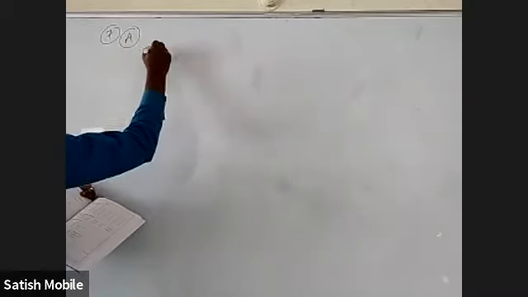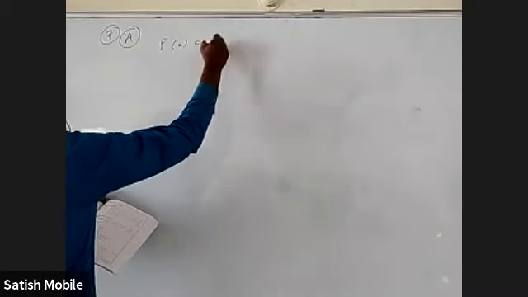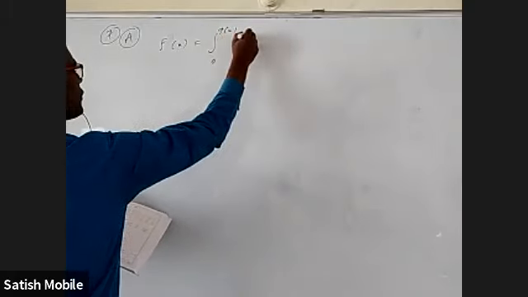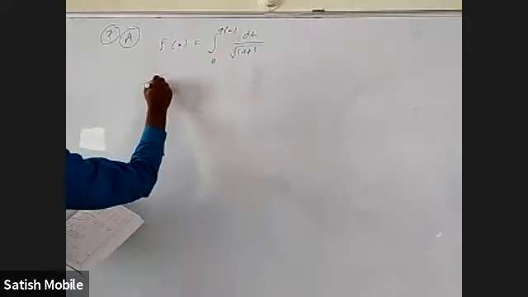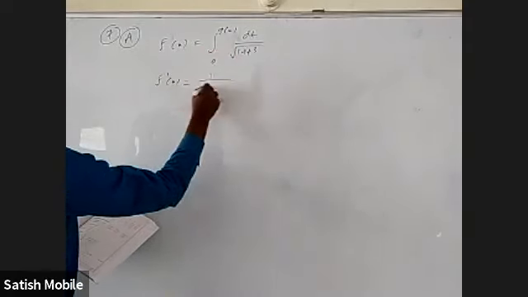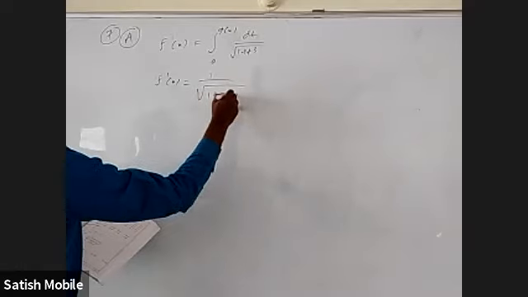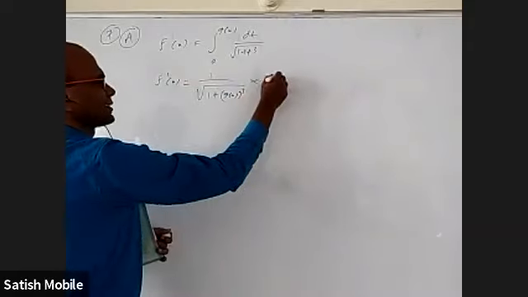They want f dash pi by 2. So first of all, what is f dash x? First of all, f of x is integral 0 to g of x dt by root of 1 plus t cube. So they want f dash x. In the place of t, substitute g of x, we will get 1 by root over 1 plus g of x whole cube into the derivative of g of x, which is g dash x.